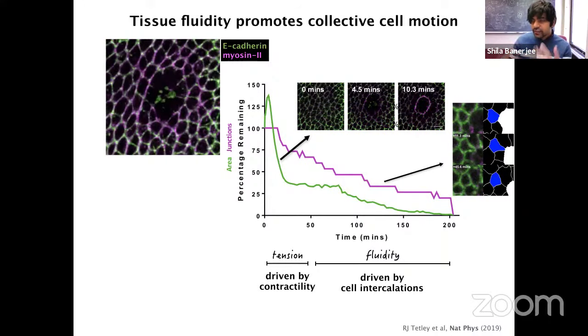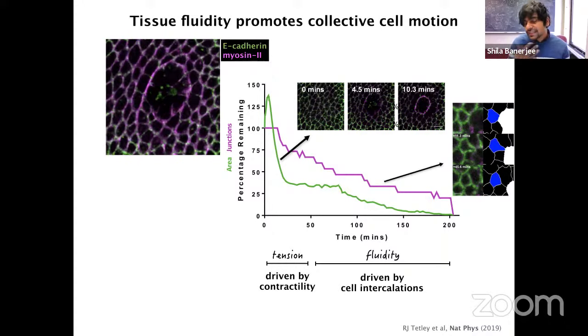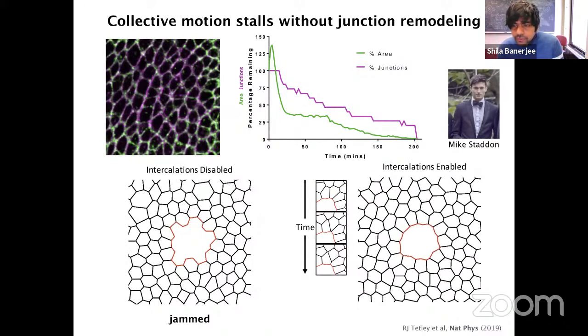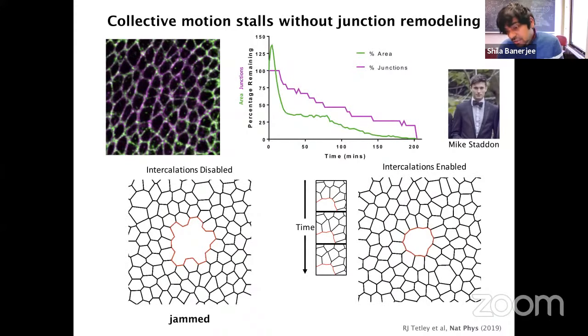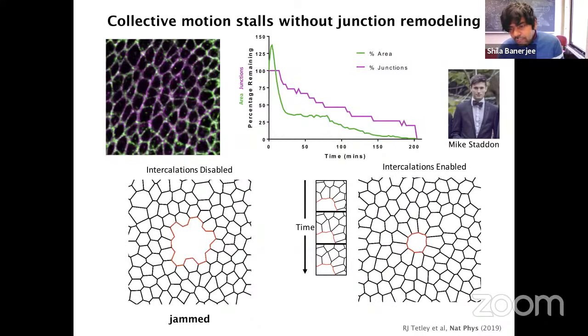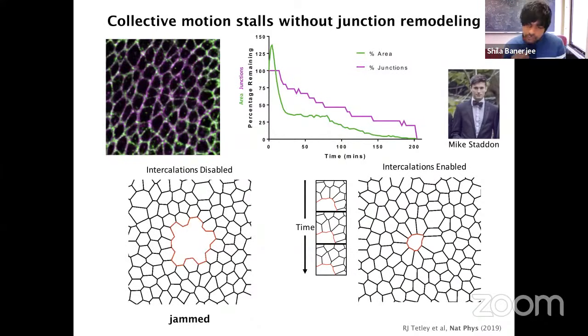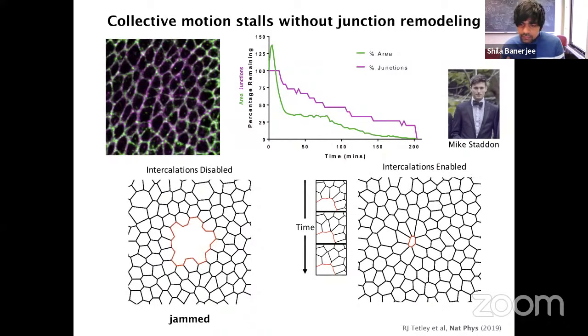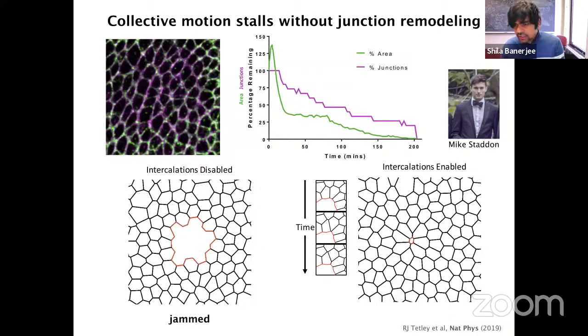Secondly, there is a phase of fluidity that is necessary to drive intercalations. So using modeling, we were looking at what is the utility for having these intercalations, and we were able to reproduce wound closure in tissues without cell division, etc., just by having intercalation and purse string driven motion, right?